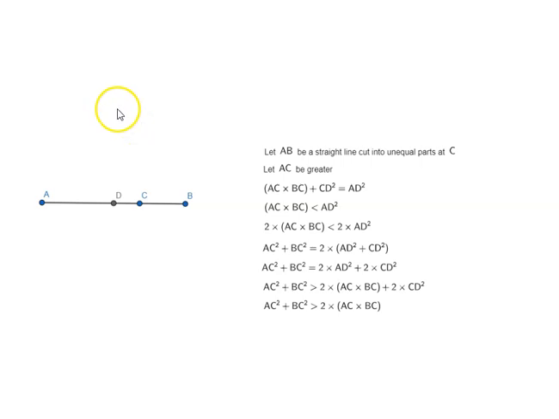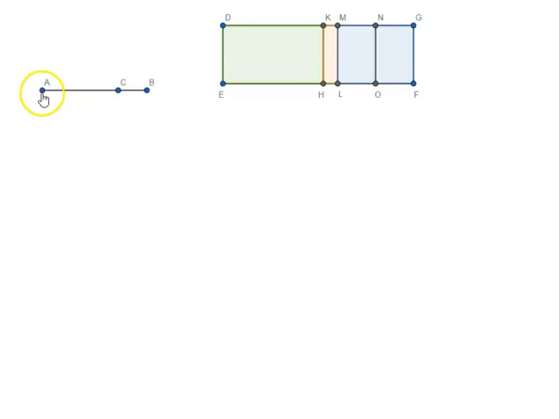Now let's look at the proposition. The proposition says the square on the binomial straight line applied to a rational straight line produces as breadth the first binomial. So here, let AB be a binomial straight line divided into its terms at C with AC greater than BC. So we are applying a binomial straight line to a rational straight line.